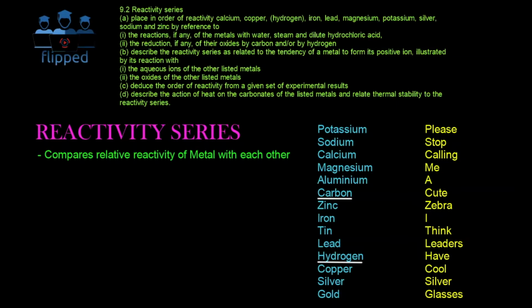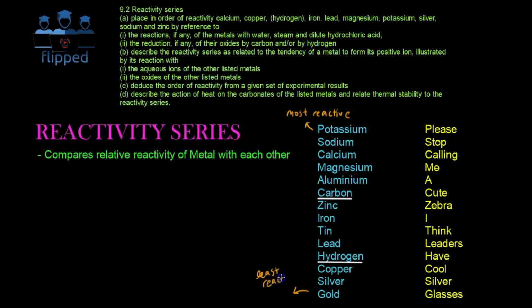Hello, welcome to Flipped. So today we are on reactivity series, and the reactivity series really just compares the relative reactivity of metals with each other. For example, potassium, sodium, calcium, etc. So this is potassium, which is the most reactive, and down the series, gold is the least reactive.